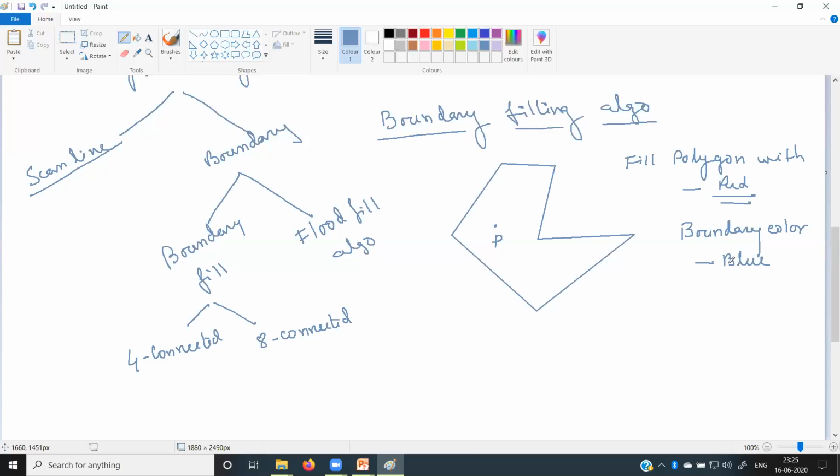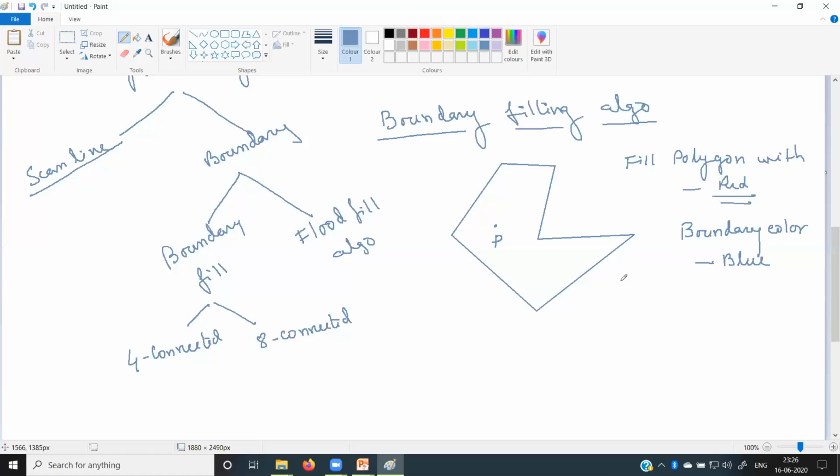Clear? Again, the point P will first pick its color and check whether its color is red or blue. Red means its color is the filling color, and blue means its color is the boundary color. If it is the filling color, that means this point is already colored by the red color, so we don't need to color it again. And if it is blue, that means this point belongs to the boundary and we don't need to color it by red. Fine.